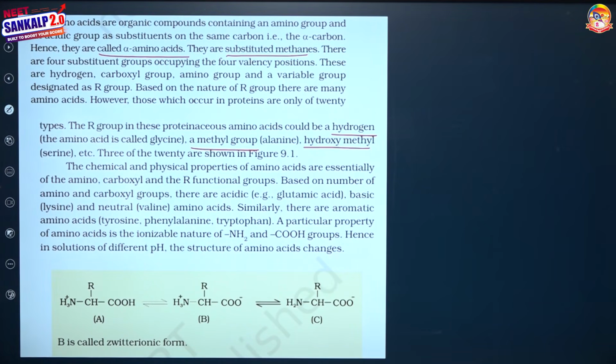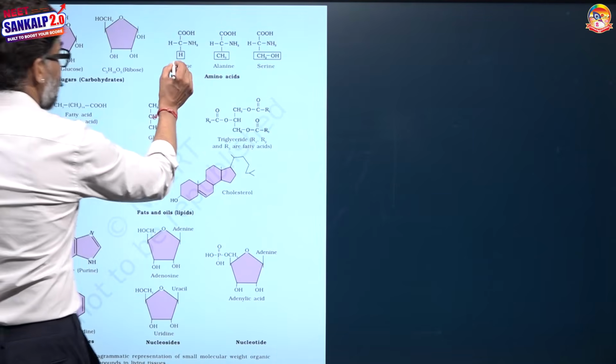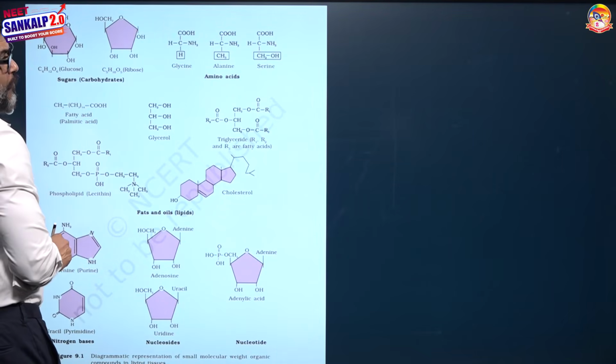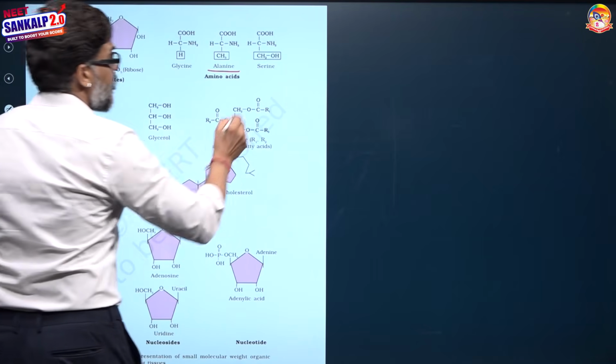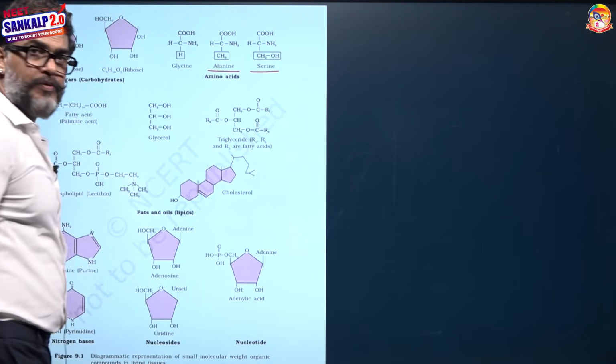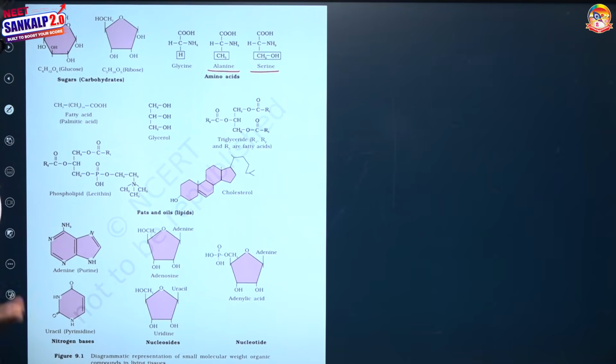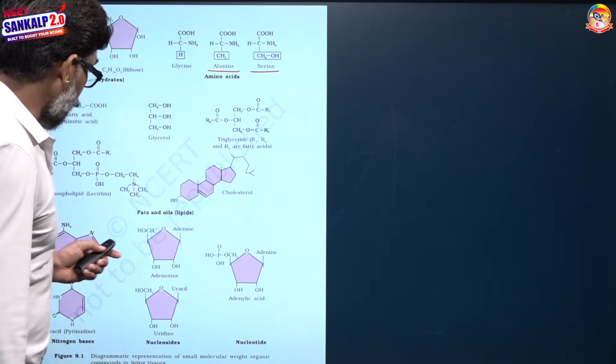When R is in the form of hydrogen, the example is glycine. You can see in glycine R is H, in alanine R is CH3, in serine it is a hydroxymethyl group. So R is variable, accordingly the amino acid is also variable.